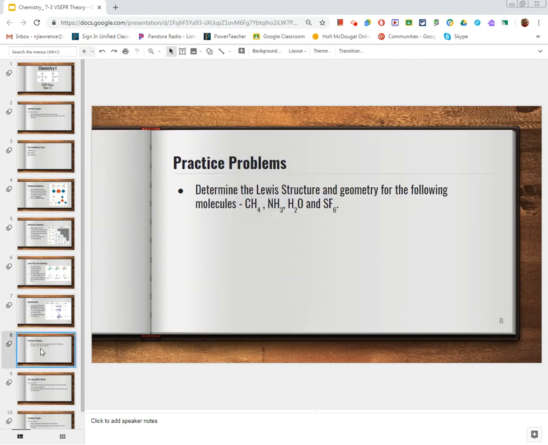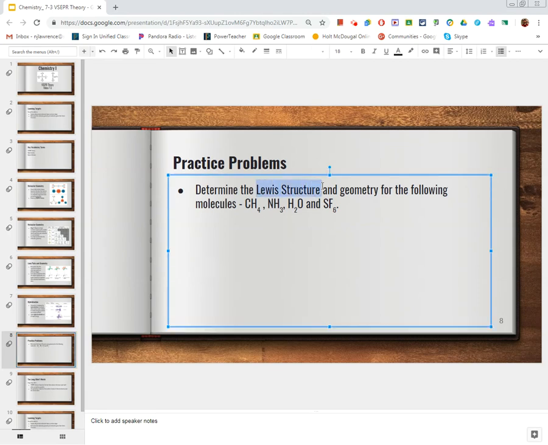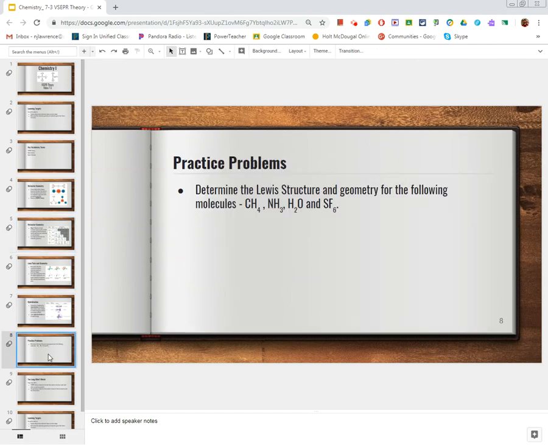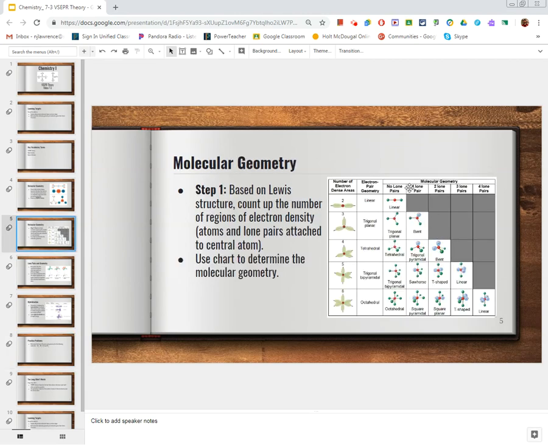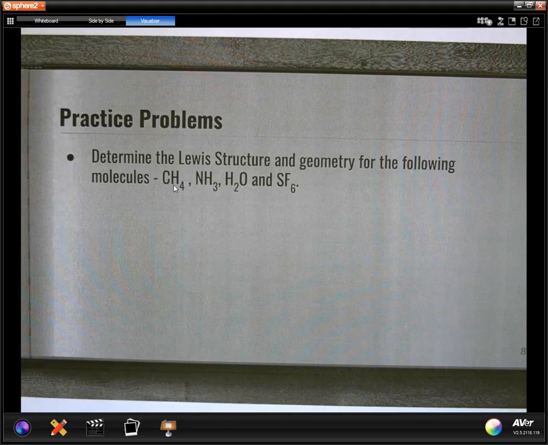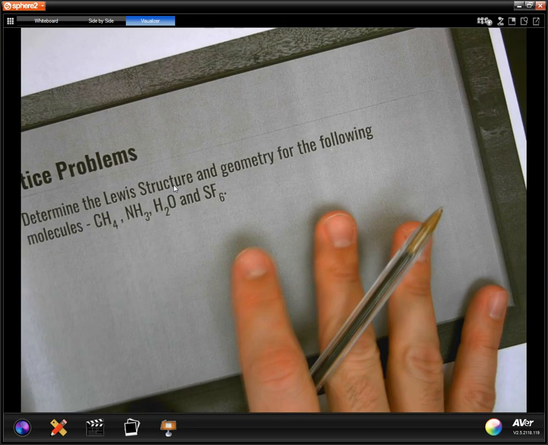So here we go. Let's get down to the nitty-gritty. What you're going to be doing on this homework assignment is drawing your Lewis structure, and then based on that Lewis structure, use this chart to identify the new name, or the molecular geometry. And then eventually I'll actually have you draw these out yourself. So here we go. Let me give you a practice. I'll show you the first 2, pause the video, and then you can try the last 2.